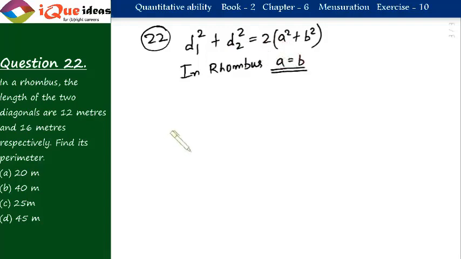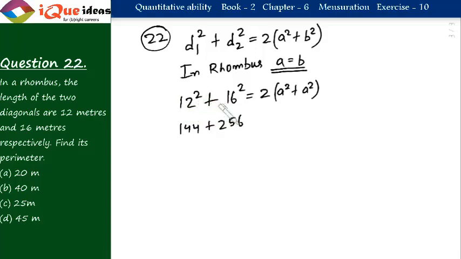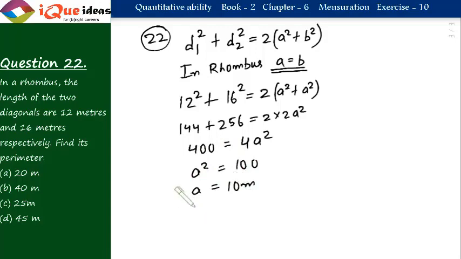Now here D1 is given 12 meters, so 12 square, plus D2 is given 16, so 16 square is equal to 2 times A square plus A square. Let's put both of them as A. So we have 12 square is 144 plus 16 square is 256. That is equal to 2 into 2A square. So we have 400 is equal to 4A square. That means A square is equal to 100. So A is equal to 10 meters. But the question is saying perimeter. Now perimeter would be simple sum of all the four sides, that is 4A. So it is 4 into 10, which is 40 meters.